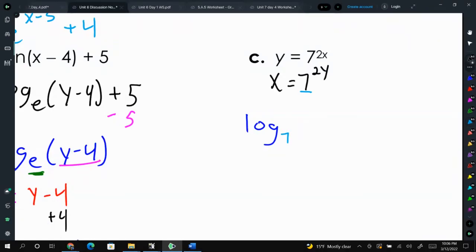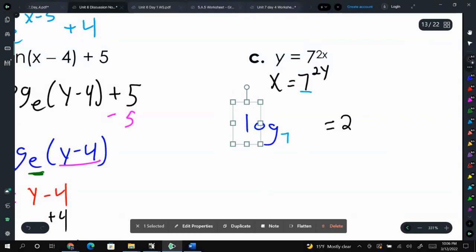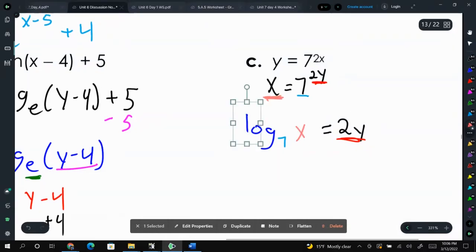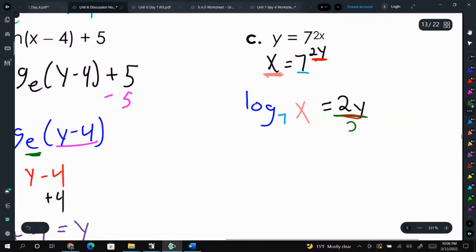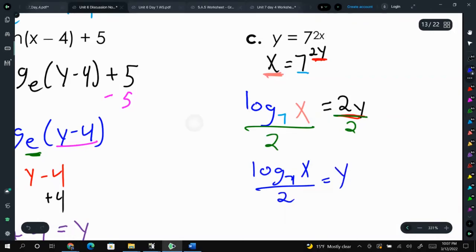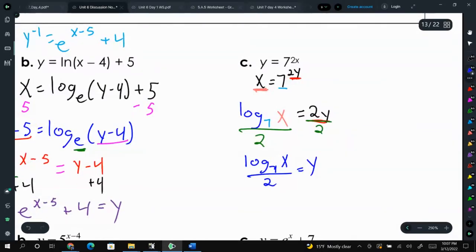And we know logs equal exponents, so this is going to equal 2y because that is our exponent. And then this x goes with the log, the other number. Well, now we just have to divide both sides by 2. So this is going to be log base 7 of x over 2 equals y. And then we can write that in inverse notation. The inverse of y is equal to log base 7 of x over 2.